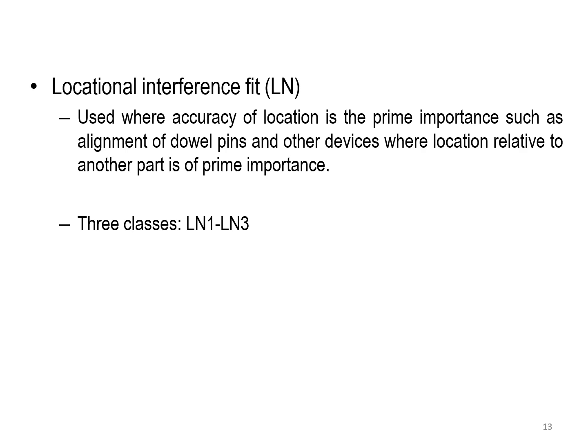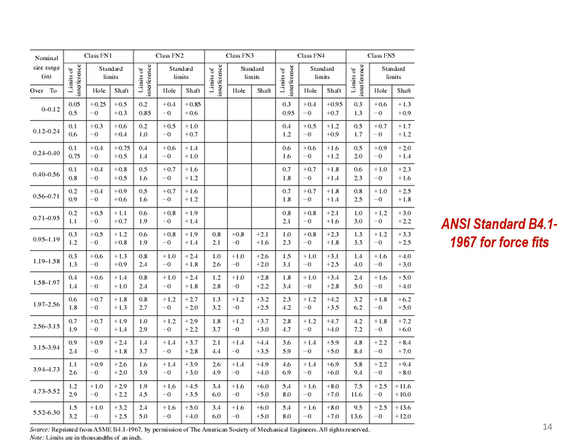There are 3 classes for the locational interference fit, LN1 to LN3, and that's the table we have for the FN classes. So again, if I take the same example, I have the FN3 and the diameter is 1 inch. So I look at the range 0.95 inches to 1.19, so it's going to be within that range here.